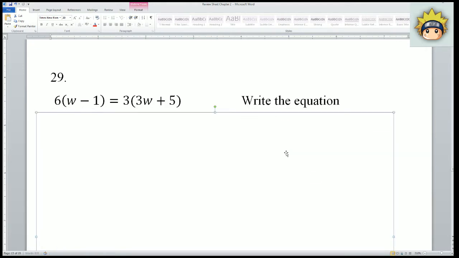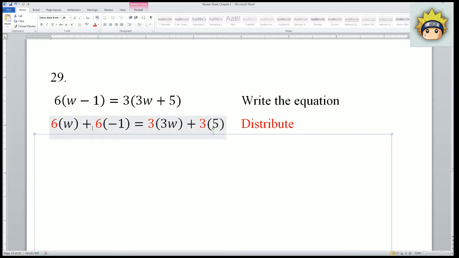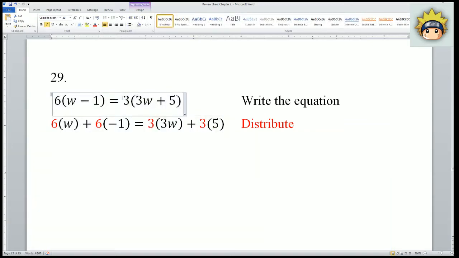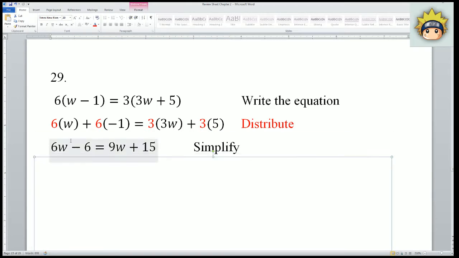Alright, 29: 6 parentheses w minus 1 close parentheses equals 3 parentheses 3w plus 5 close parentheses. I see parentheses, so I have to distribute to get rid of the parentheses. 6 times w plus 6 times negative 1, right? That is the first part. Second part, 3 times 3w and 3 times 5. That is the distributive property. After that, do some simplification.